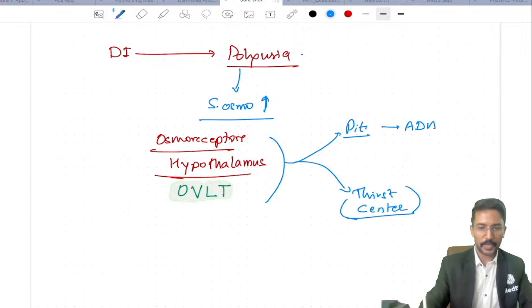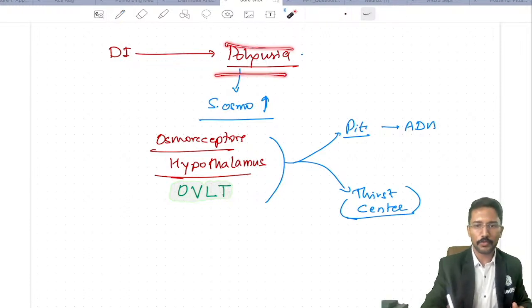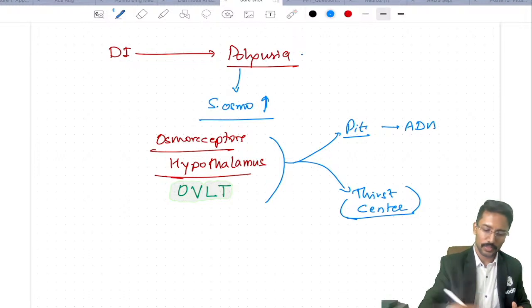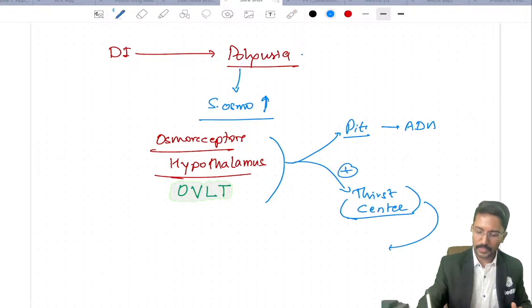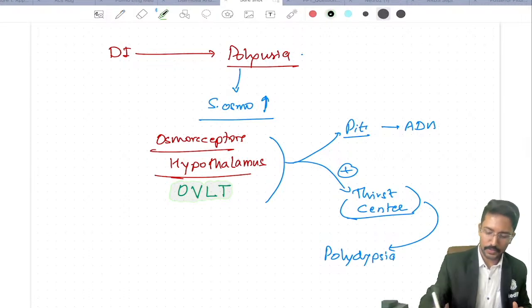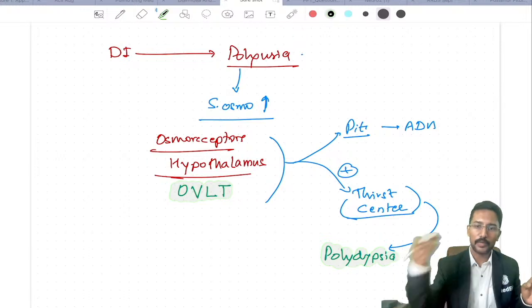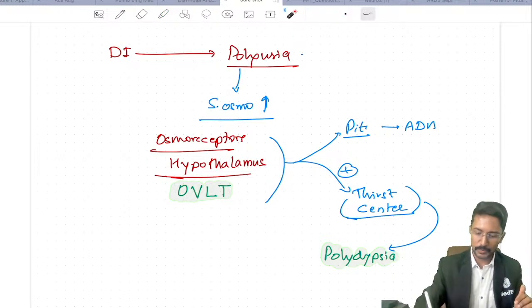And this thirst center will make sure that you have polyuria, you are losing a lot of urine, a lot of water, you feel thirsty, you drink a lot of water, right? So the thirst center gets stimulated and this will lead to polydipsia. So can diabetes insipidus be associated with polyuria and polydipsia? Answer is yes, as long as polydipsia is there, right?